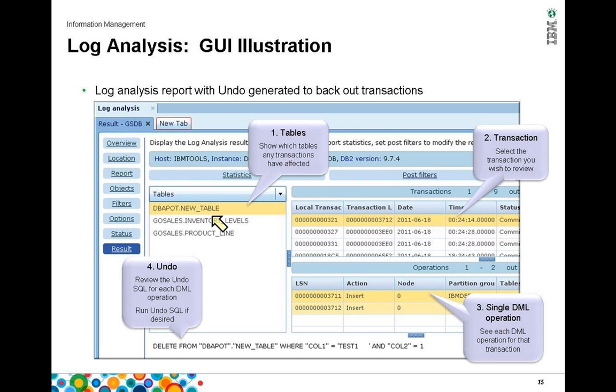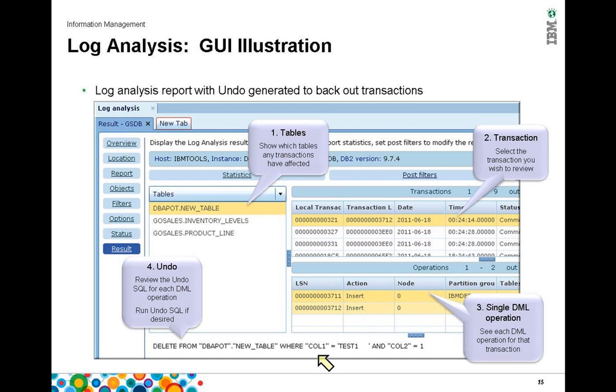The perspective we're looking at here is basically the end result of this log analysis operation. We can see a number of tables that we've asked to perform log analysis on. If we highlight this particular table, we can see on the right all the transactions that have been executed against that table, with additional information regarding time frame, that type of thing. And if you highlight a particular transaction, you can see the actual actions that transaction conducted.